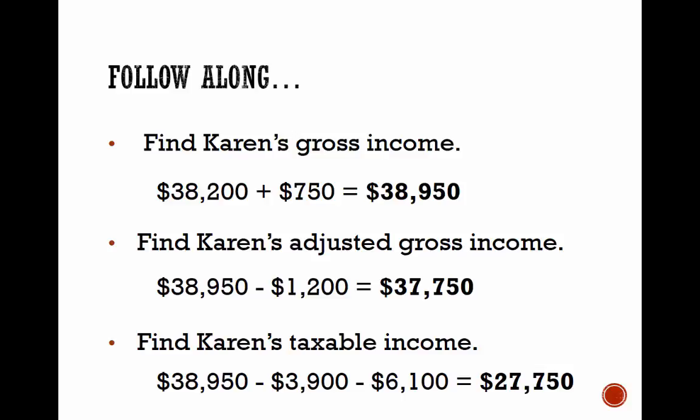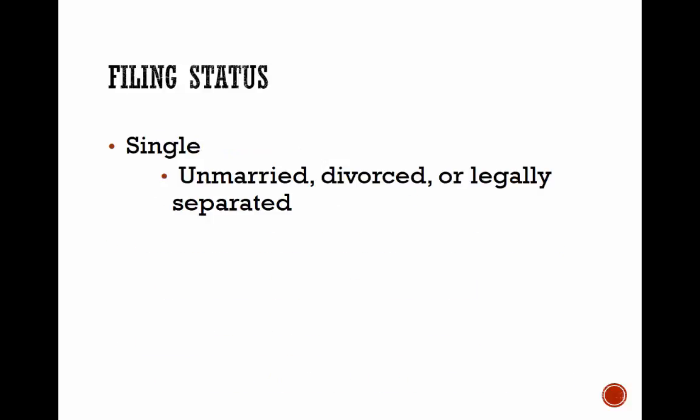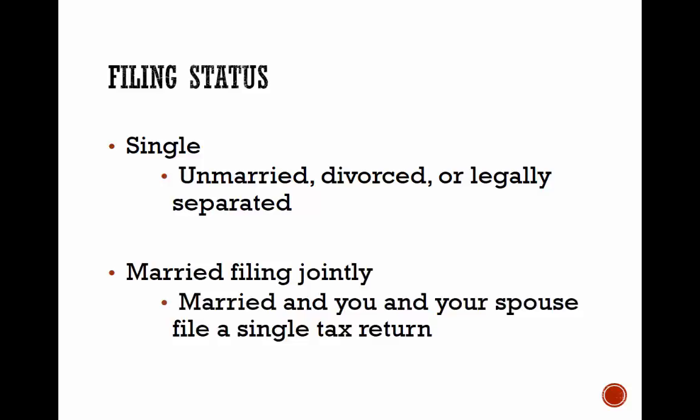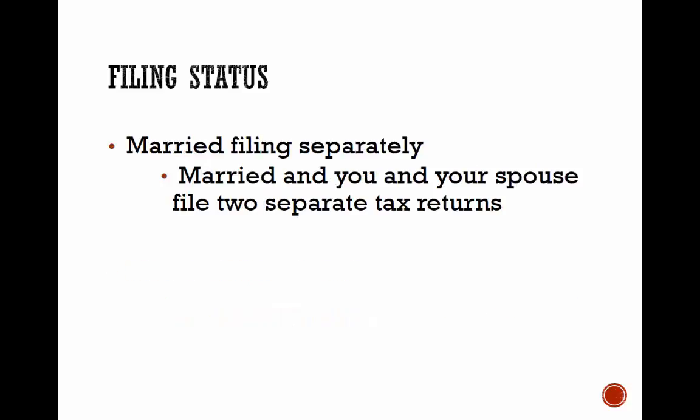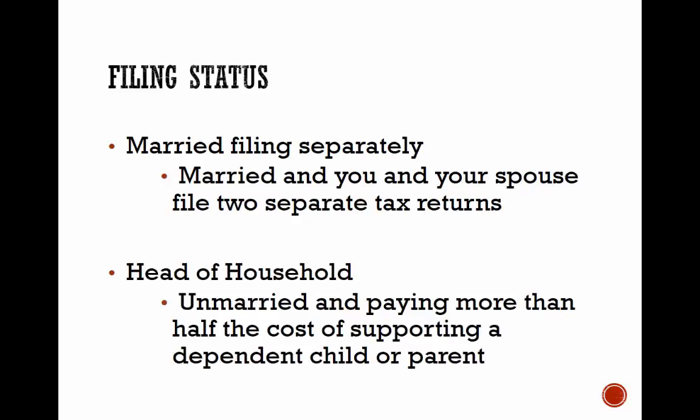The standard deduction and tax calculations depend on your filing status. There are four main types of filing status. Single, which indicates that you are unmarried, divorced, or legally separated. Married, filing jointly, you and your spouse file a single tax return. Married, filing separately, married and you and your spouse file two separate tax returns. Or head of household, you are unmarried and paying more than half the cost of supporting a dependent child or parent.